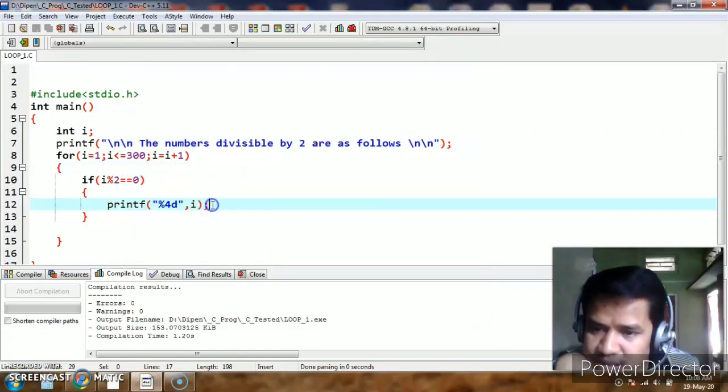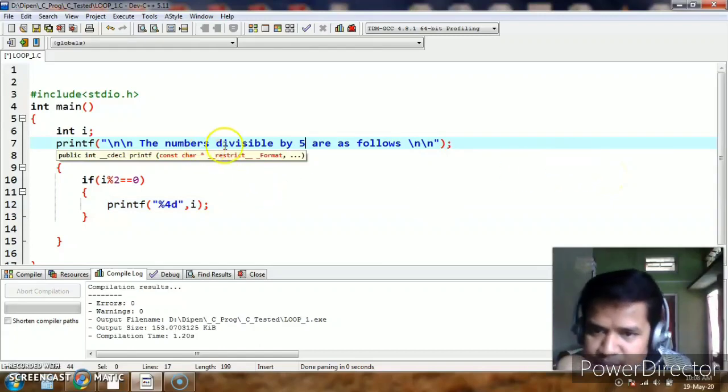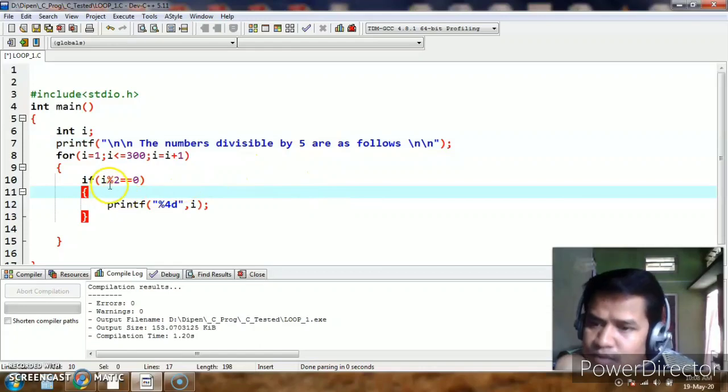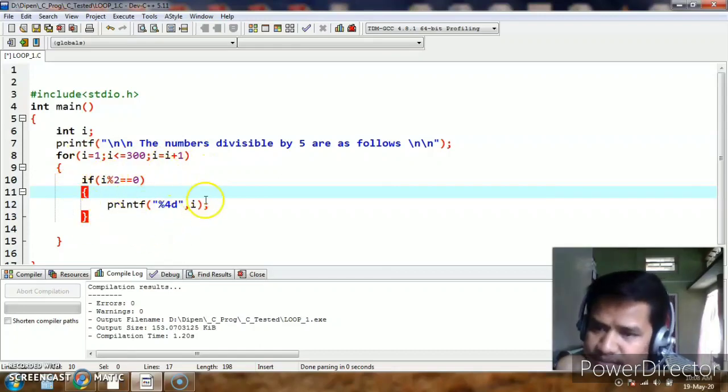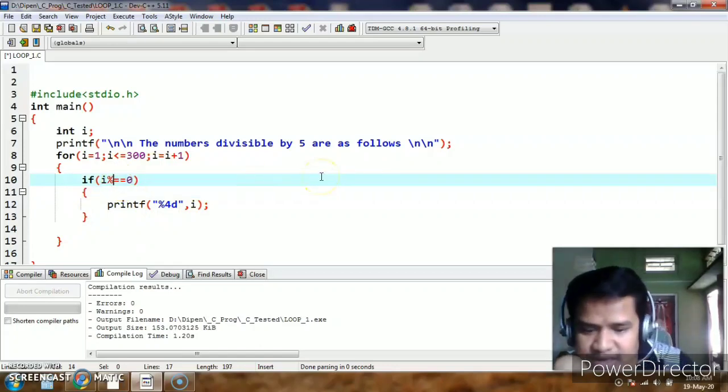Let me show you another thing. If I write here the numbers divisible by 5, then what will be the sense here? The 1 to 300 movements will still be there. 300 testings will be there actually: 300 movements and 300 testings. So it should be replaced with 5.